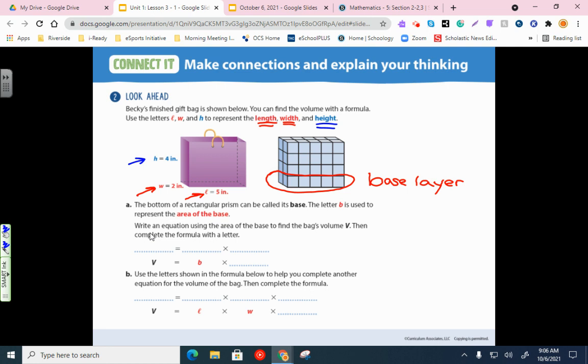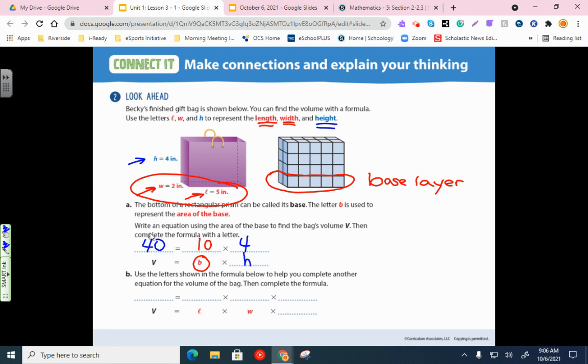Okay, it says write an equation using the area of the base to find the bag's volume, V, then complete the formula with a letter. We know the volume is 40. We've already done that a couple of times, so we know that's true. Here it's got B in red. It wants to know what's the base layer. So what we're going to have to do is 5 times 2, and that gives us 10. And 10 times the height, or 4, would give us 40, and that 4 represents H.